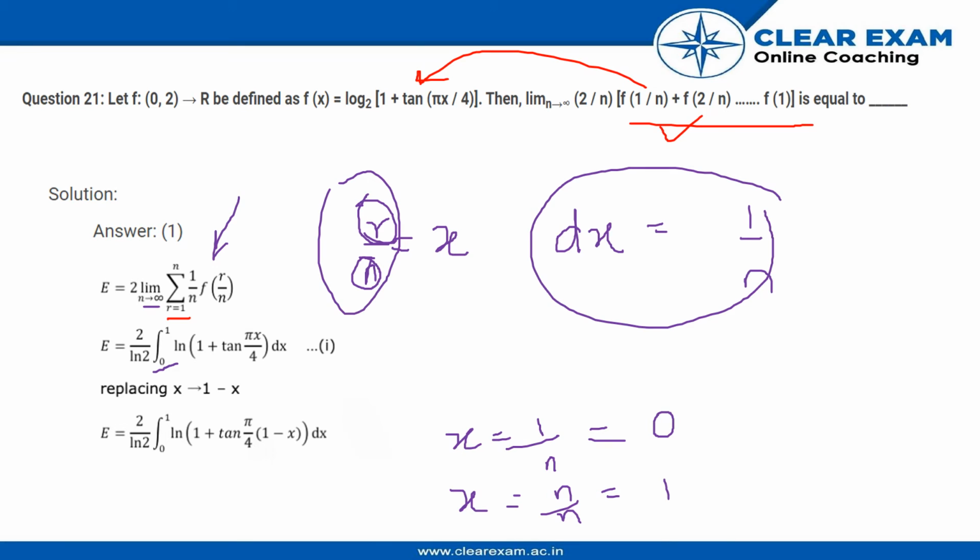So we have the next limit to be 1, and we have log of 2, which we can write as ln of the same term over here, ln of 1 plus tan of pi x by 4, upon ln of 2, by using the logarithm rule, so we get the ln 2 in the denominator. Now we replace x with 1 minus x, because that doesn't make any difference in the entire summation, because as you can see, x goes from 0 to 1.